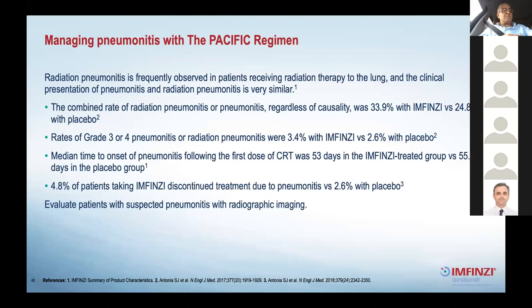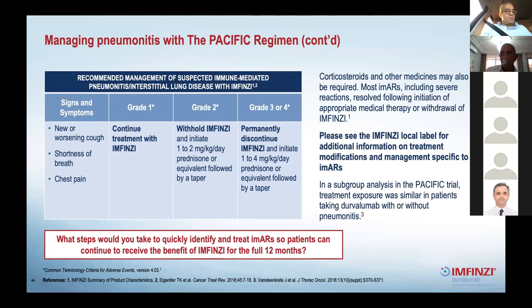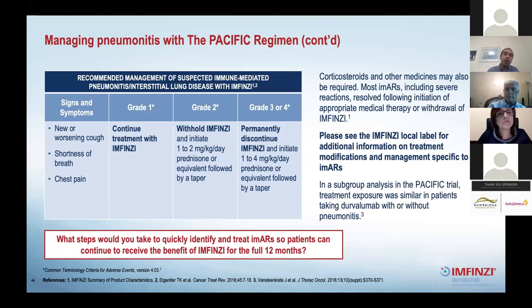So as you can see in this table, when we have a grade 2 immune-mediated pneumonitis, we should withhold Imfinzi and initiate 1 to 2 milligrams per kilogram per day of prednisone or equivalent, followed by a taper, to see if we can resume and reintroduce Imfinzi after the symptoms have completely disappeared. But when we have grade 3 or 4, we will probably permanently discontinue Imfinzi. And when we have a grade 1, we can easily continue the treatment with Imfinzi.